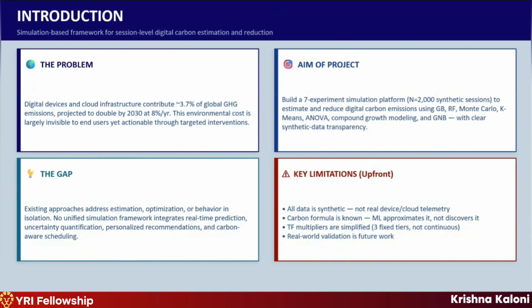All data is synthetic. This is not real device or cloud telemetry. The carbon formula is known and pre-specified, so the machine learning models are approximating it rather than discovering unknown physical relationships. Time of use multipliers are simplified into 3 fixed tiers. Real-world validation is future work, and I've tried to be explicit about this throughout.